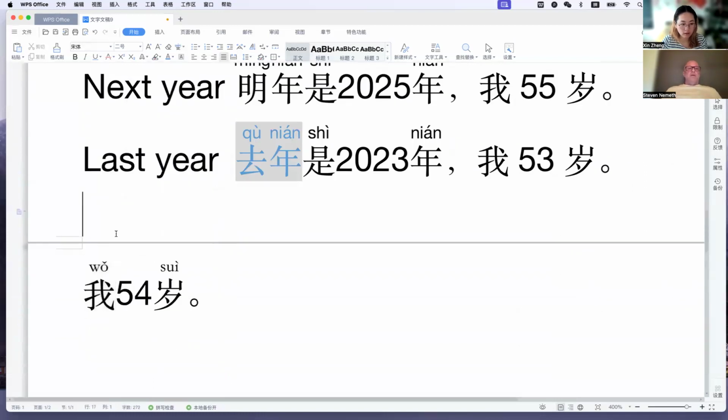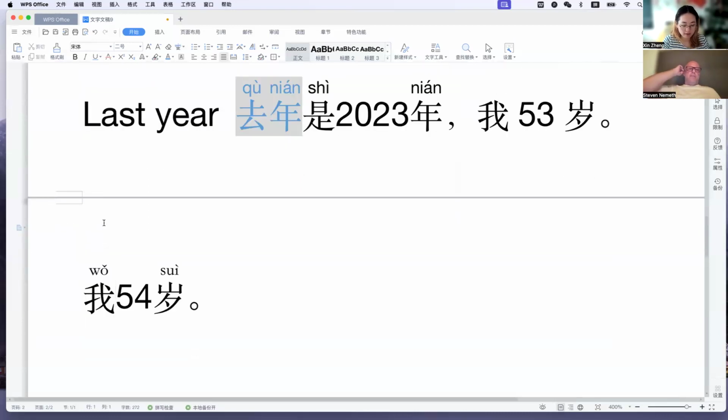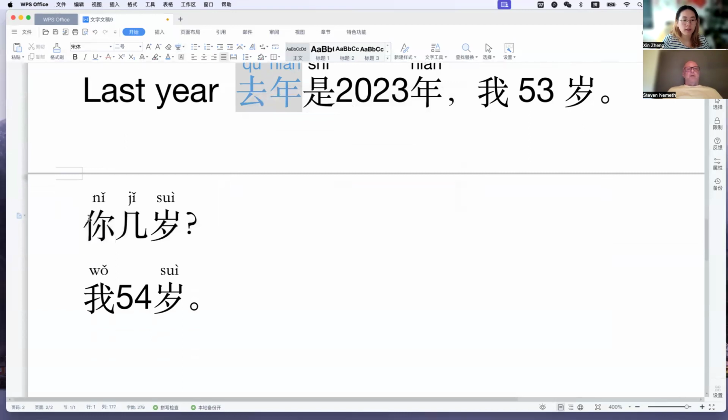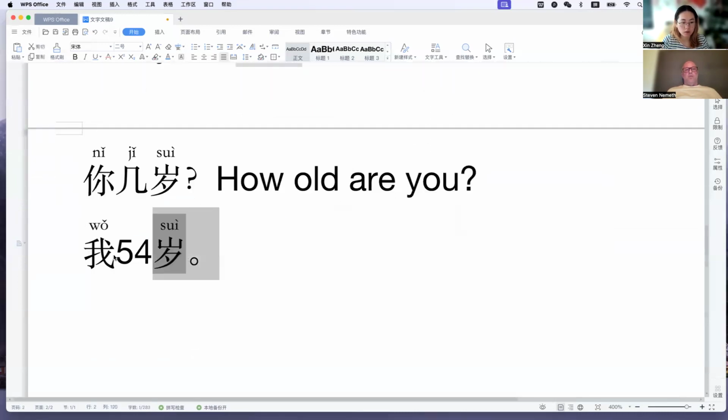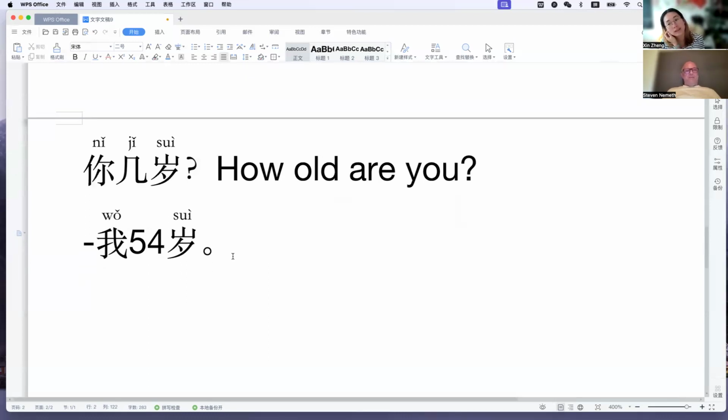Okay, how to say the question? How old are you? Here is 我, so instead of 你. 几, and then 岁. 你几岁? Perfect. Again, 你几岁? 我54岁. How could you ask me this question? 你几岁? 我26岁. Okay, if I ask you, 你几岁? 我二十六岁.